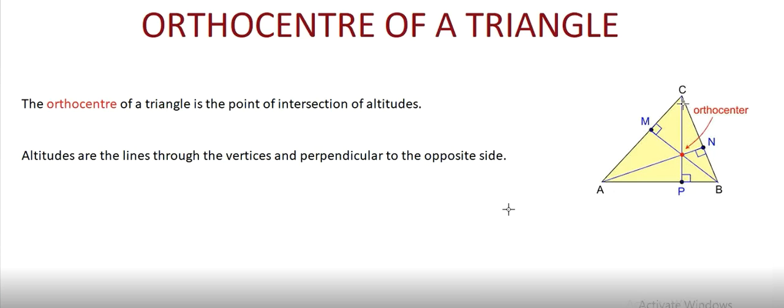So this straight line that we draw from a vertex to the opposite side, here the angle will be 90 degrees. It is a perpendicular line. This line is called the altitude. So here CP is an altitude. Similarly, AN is an altitude and BM is an altitude to the side CA. So the point of intersection of these altitudes is the orthocenter. So the point here is the orthocenter of the triangle. I have given here the definition of altitude. Altitudes are the lines through the vertices and perpendicular to the opposite side.